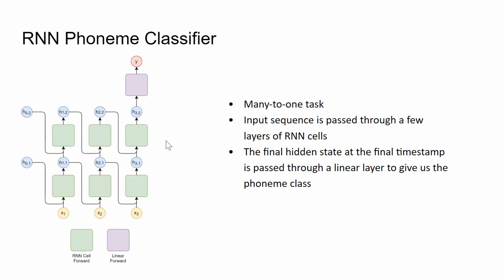The input sequence is passed through a few layers of RNN cells, and the final hidden state here will be passed through a linear layer to give us the phoneme class. We can think of the final hidden state at the final time step as all the features that we extracted from the inputs, and we typically use a linear layer for our final classification layer to transform all those features into logits. So at the end, you will attach a linear layer to get our final output Y.